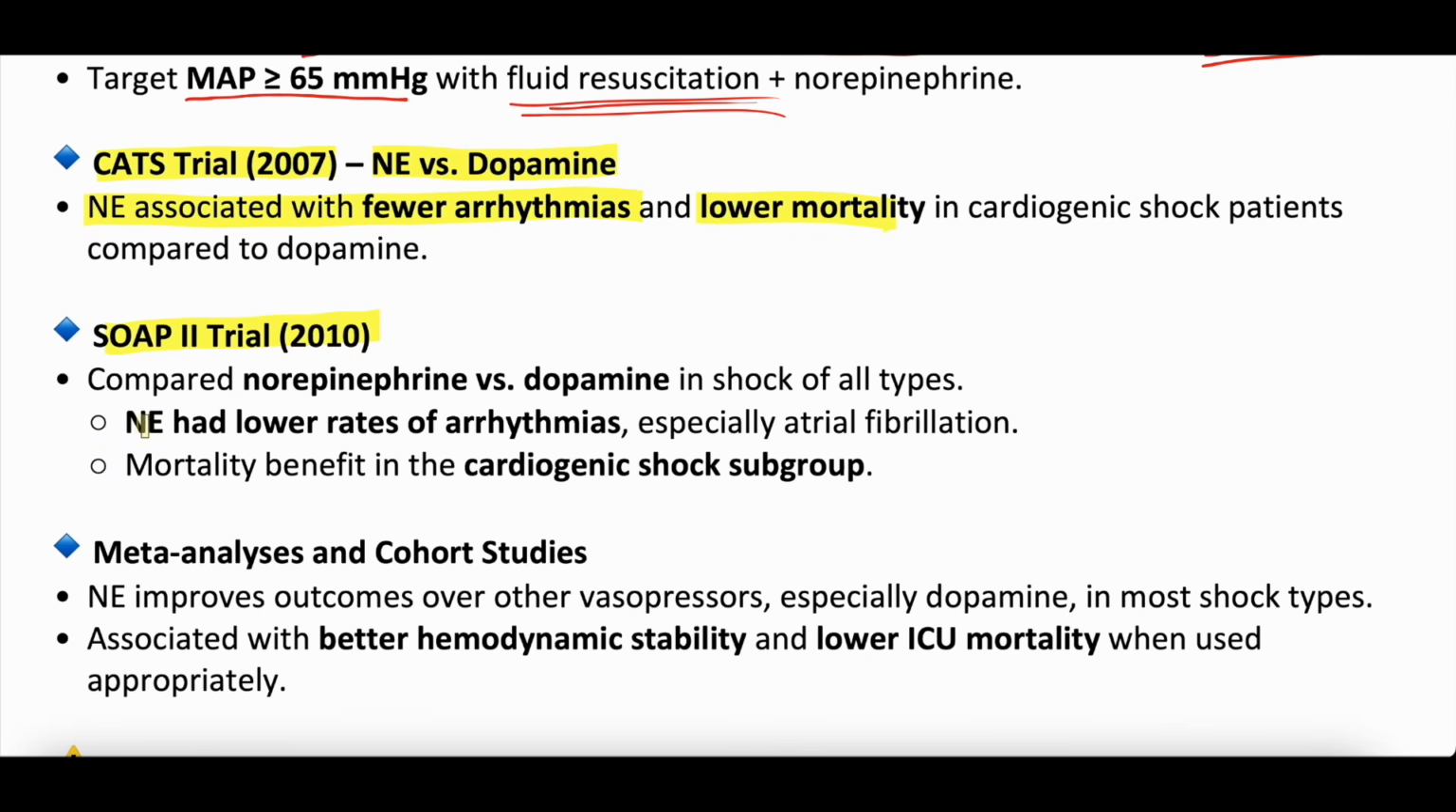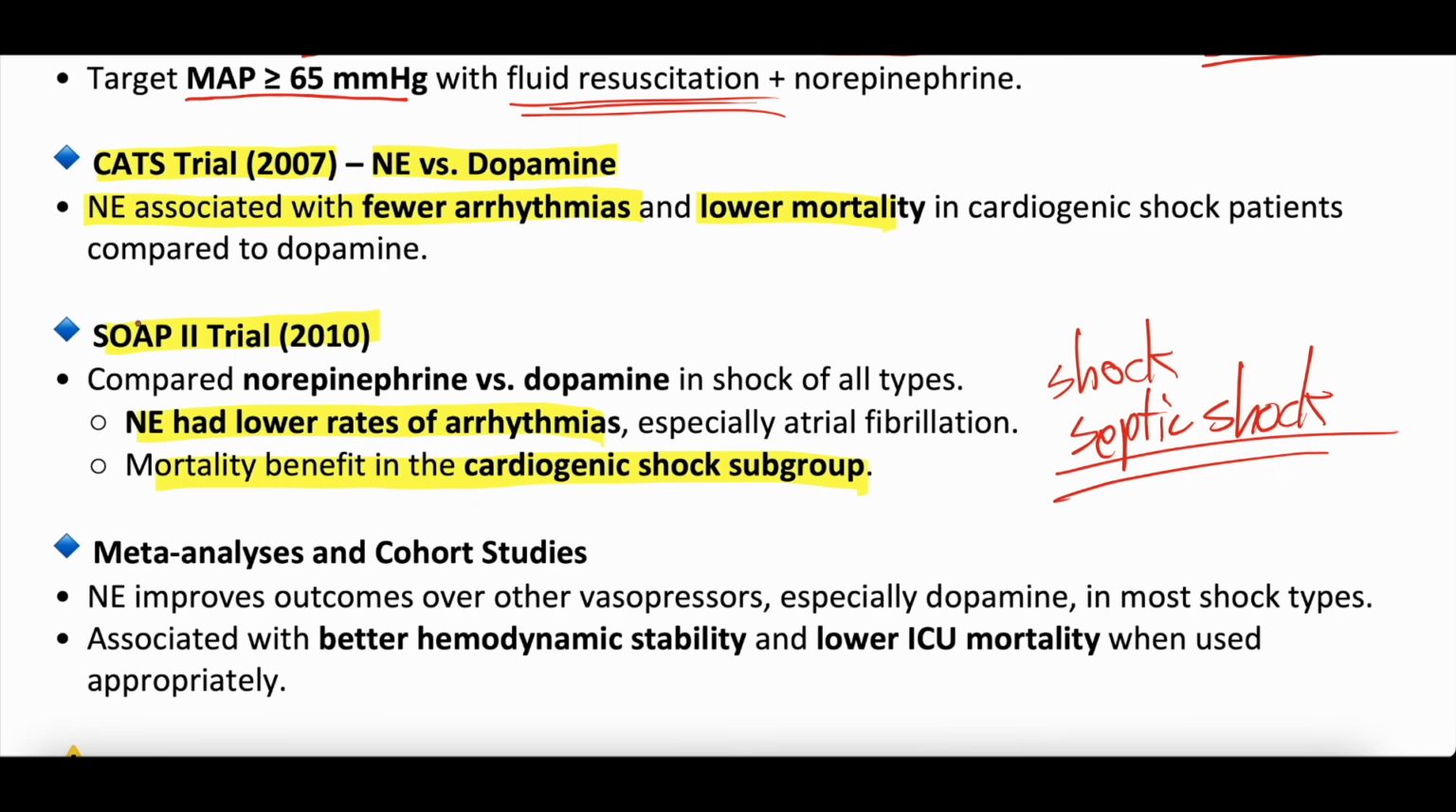And then it had lower rates of arrhythmias and possibly a mortality benefit in cardiogenic shock. So, norepinephrine versus dopamine in shock states in the SOAP2 trial, including septic shock, had less arrhythmias, and it might have a better mortality than dopamine in cardiogenic shock. So this is why we use norepinephrine rather than dopamine in shock states, including septic shock, primarily the SOAP2 trial, but also the CATS trial.